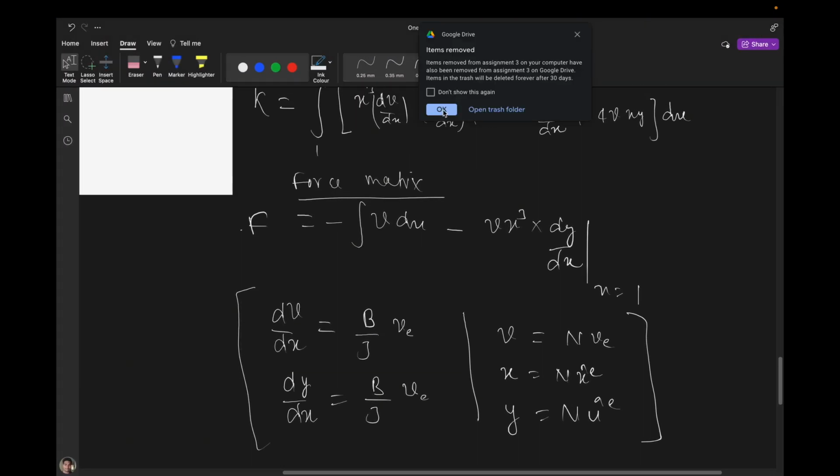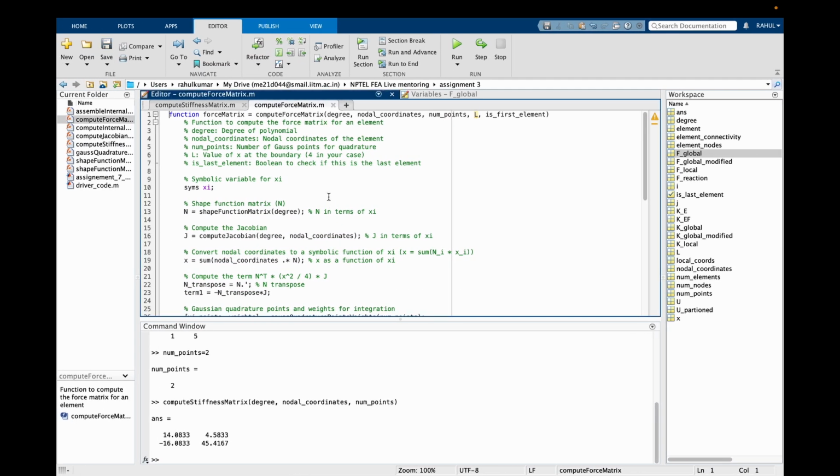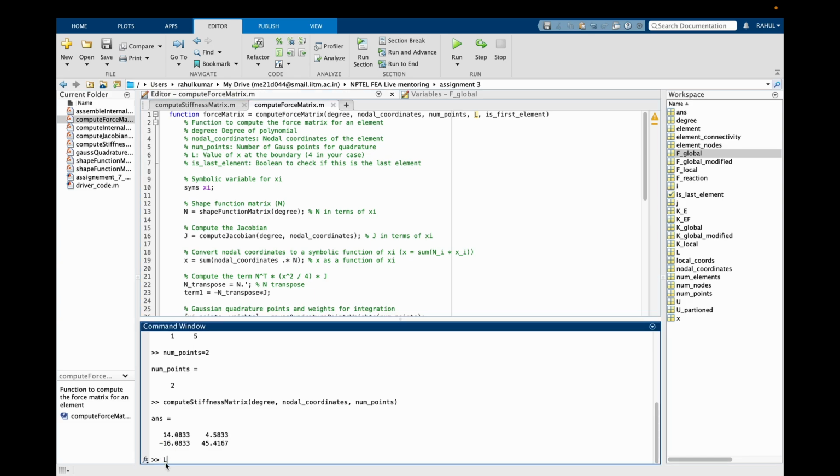Here there is nothing to worry about, because there is no such exception, like we have to survive this term when x equals L. There is only one element, and that will completely add up. Here I have to give the arguments: degree I have already given, nodal coordinates already given, number of points already given. Here I have to write L. So what is L here in our case? Tell me.